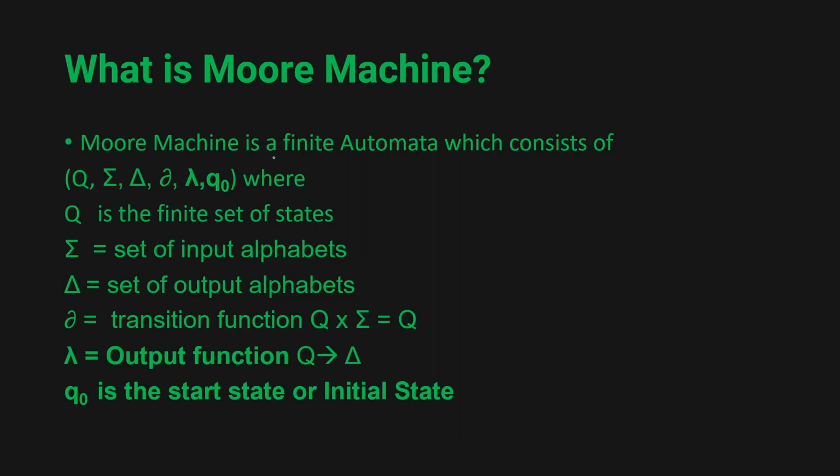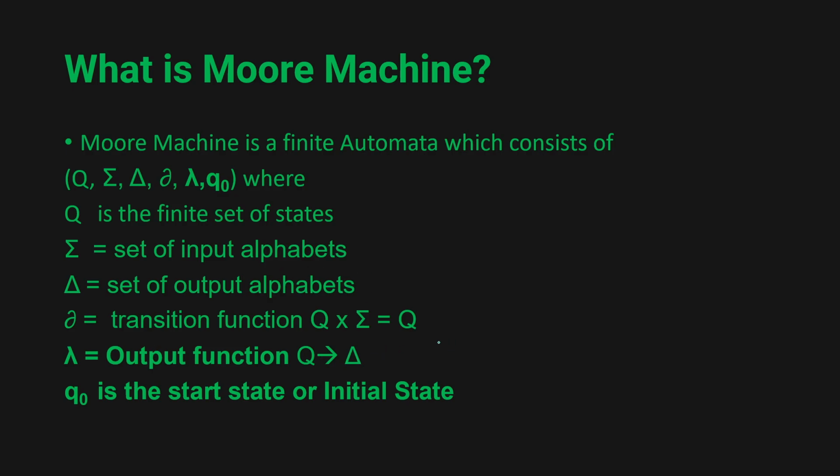So Moore machine, as we have seen with the Mealy machine, similarly, this one also has 6 things. First, as we know, is Q. Q is the finite set of states. Then we have got our sigma, which is the set of input alphabets. Then we have got the set of output alphabets, delta. Then we have got delta, that is the transition function. So till here, out of all these 6 things, 5 things are common. Only the output function is different.